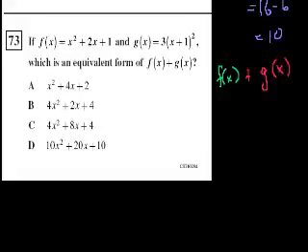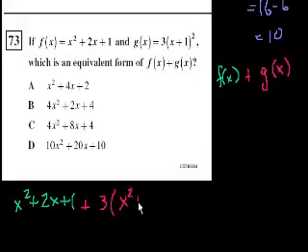Well, now we just add them. What's f of x? F of x is x squared plus 2x plus 1. That's f of x. And then we're going to add g of x to that. Plus, oh, I see why, they want us to kind of expand this out. So g of x is 3 times x plus 1 squared. Well, that's 3 times x squared plus 2x plus 1.